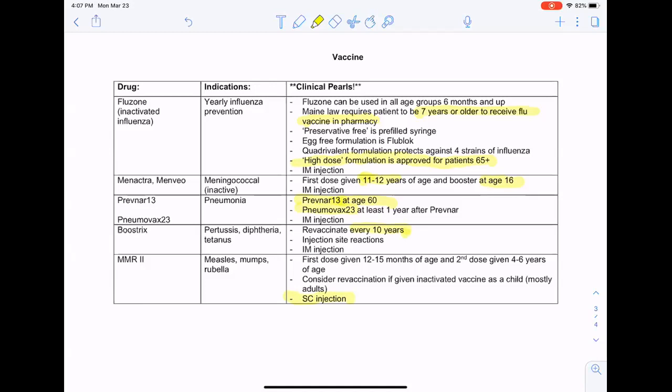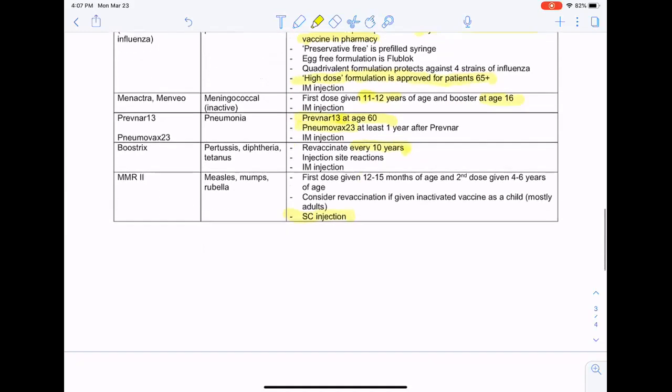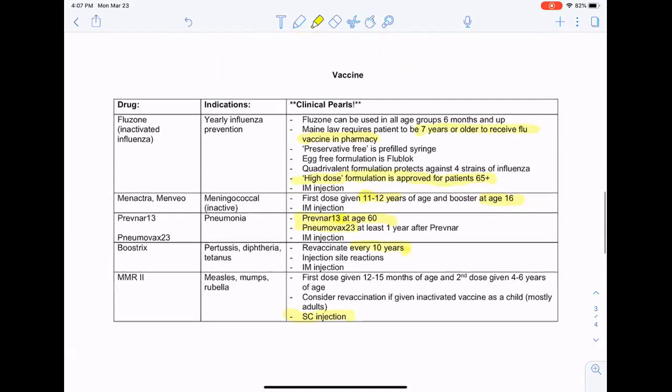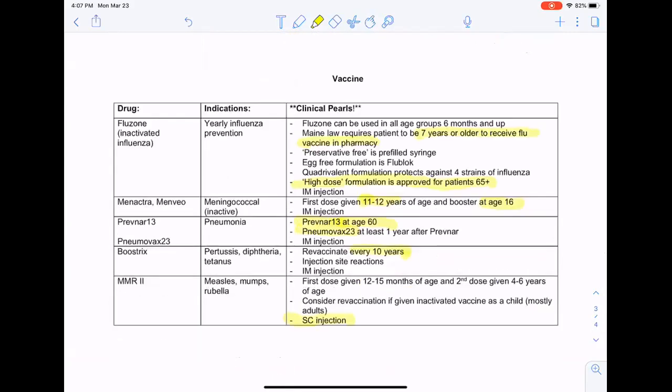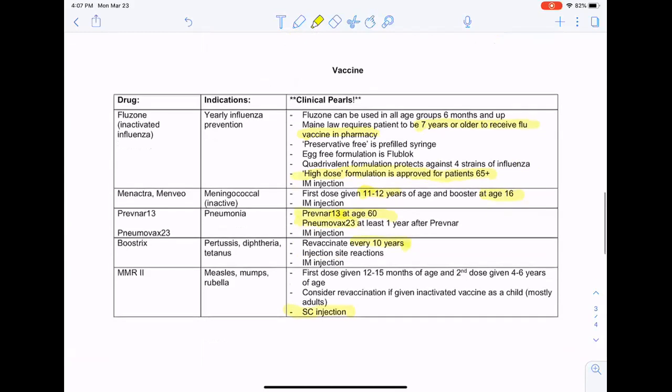And then also make sure you know it covers measles, mumps, and rubella. So that's the MMR. And that's easy to remember, I think, because MMR, measles, mumps, rubella. But you guys don't need to worry about knowing when the first and second dose are given. Just know that it's a subcutaneous injection. That's probably the most important thing. And I think that is the end of my spiel for you guys. Do you have any questions?